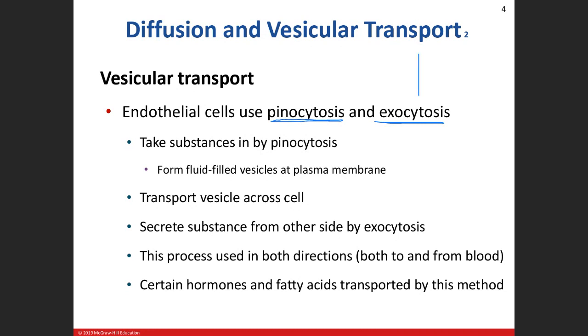And then exocytosis is like a letter in the mail or a package in the mail. There's going to be something that the cell packages up, and it's going to send it to the plasma membrane.